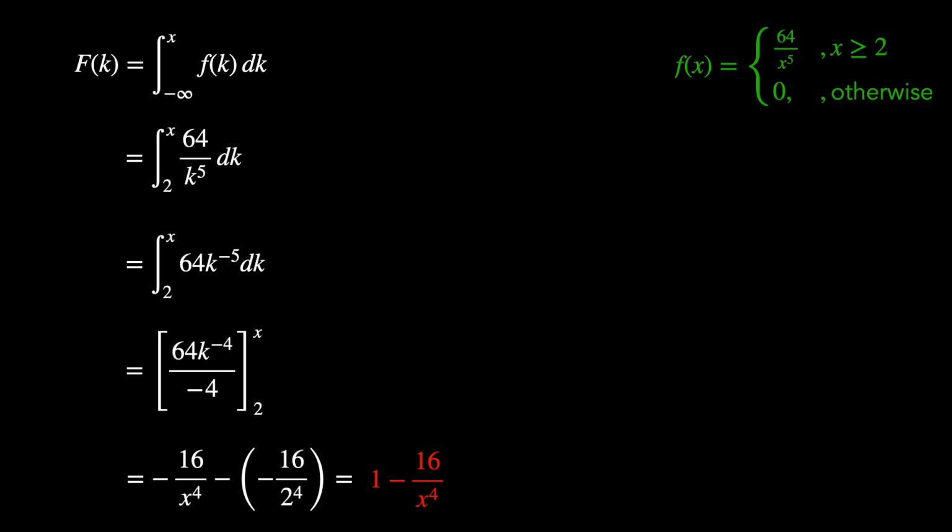But whenever you're specifying a CDF or a PDF and things change at certain values, we have to write it out in a certain way. We couldn't just answer this question 1 minus 16 over x to the 4. We have to plug it back into the piecewise function. So the proper way to answer this question would be capital F of x is equal to what we just solved for, 1 minus 16 over x to the 4, for all values of x greater than or equal to 2, and 0 otherwise. All right?